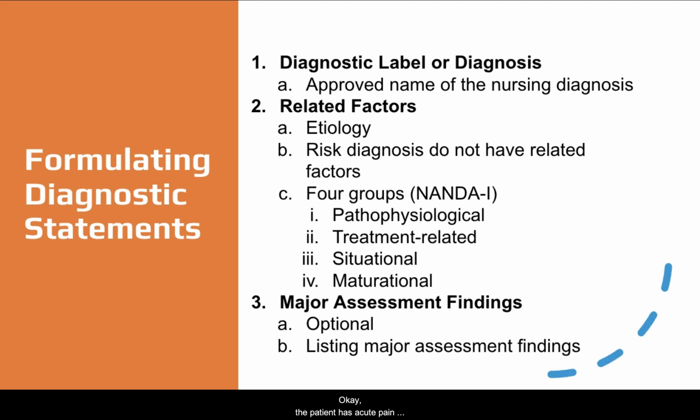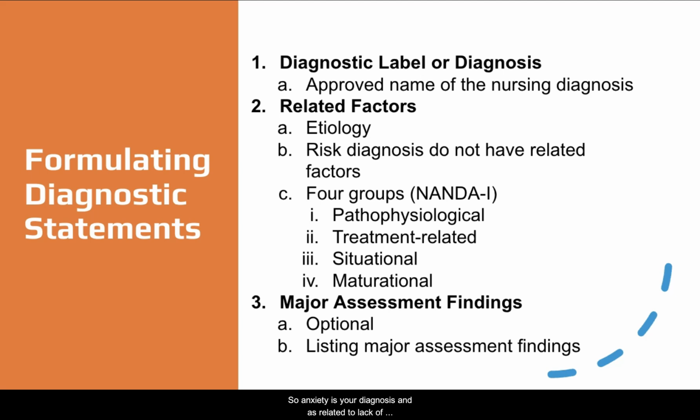Okay, the patient has acute pain related to what? What's the etiology of this diagnosis, right? So you can say acute pain related to a surgery that the patient just had, and he has an incision. So that's your related to factor. Right, so this is where you would list the cause of the nursing diagnosis. What led you to choose this? So NANDA has 4 groups. They have pathophysiological, biological or psychological, treatment-related, situation-related, or maturational. For example, anxiety related to a lack of knowledge of a scheduled surgical procedure.